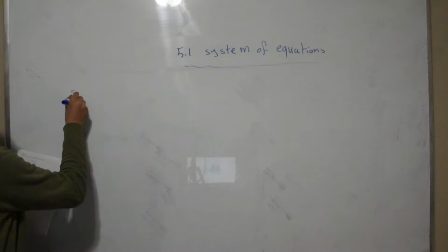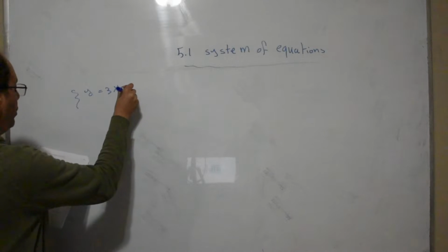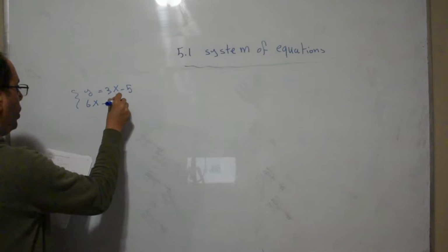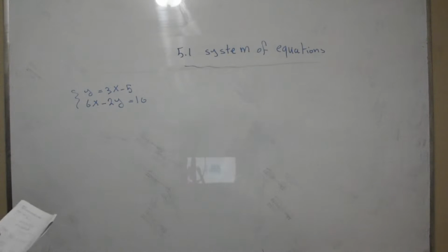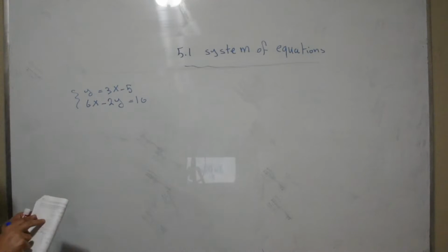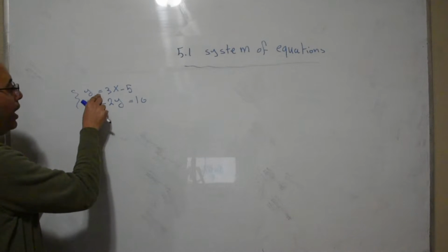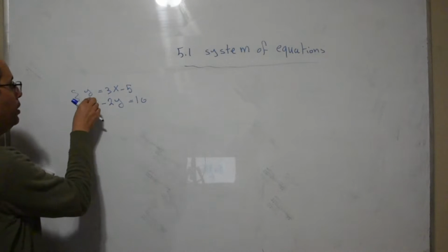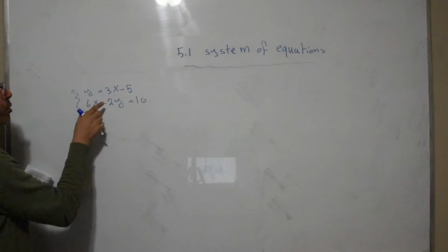The first equation is y equals 3x minus 5. The second equation is 6x minus 2y equals 10. Okay. I see here that y is already given in this equation, so I don't have to use addition here, because I'm given y. So I can use substitution here. I plug 3x minus 5 here and solve for x.